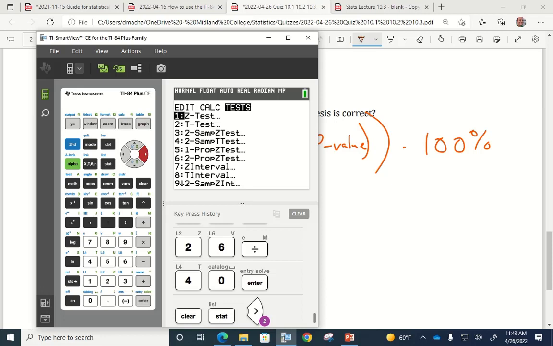And when I'm talking about a hypothesis about a population proportion, the distribution of the sample proportion is roughly a normal distribution, so that's why it's a z test. And so I'm going to choose number 5 here under stat tests. So stat test 5.